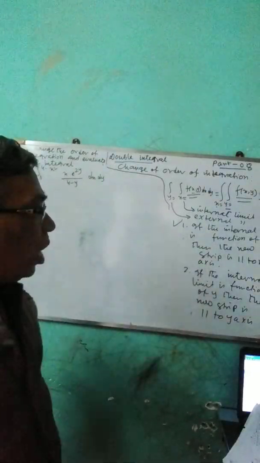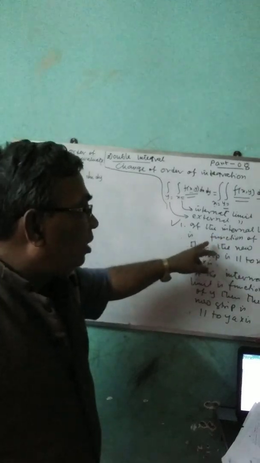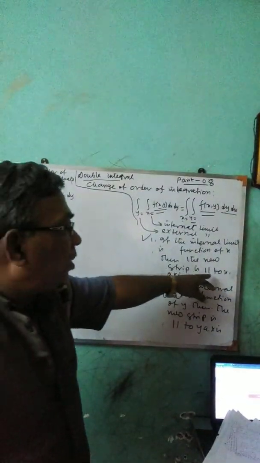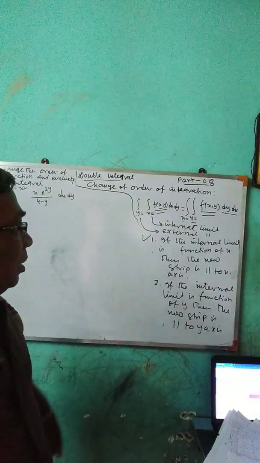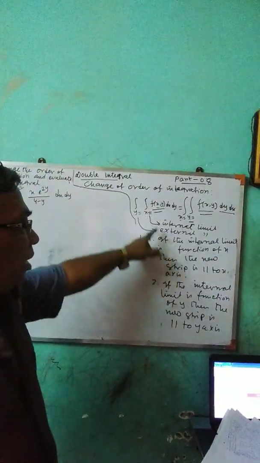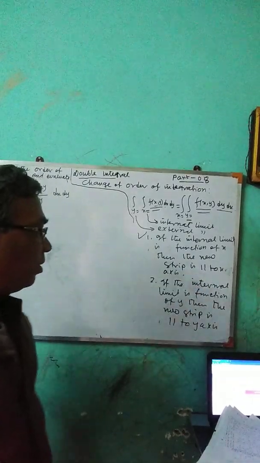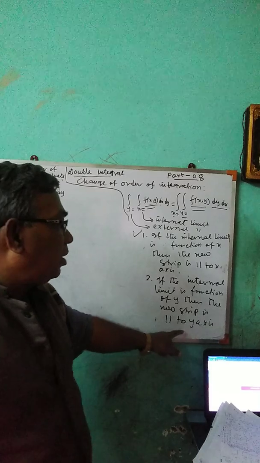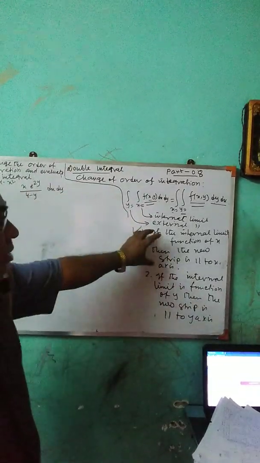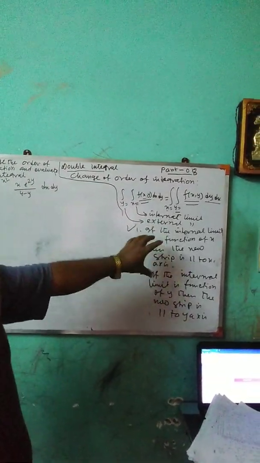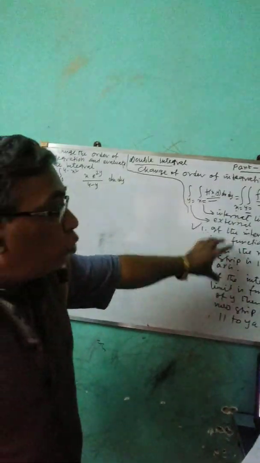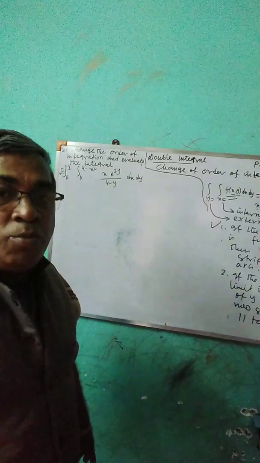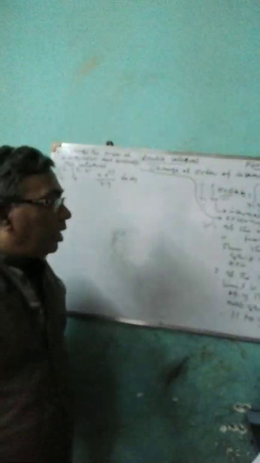Rule number 1: if the internal limit is a function of x, then the new strip is parallel to x axis. If the internal limit is a function of y, then the new strip is parallel to y axis. This is the main criteria. These two rules you have to follow. These two rules you won't get in any books. This is from my experience I am telling.